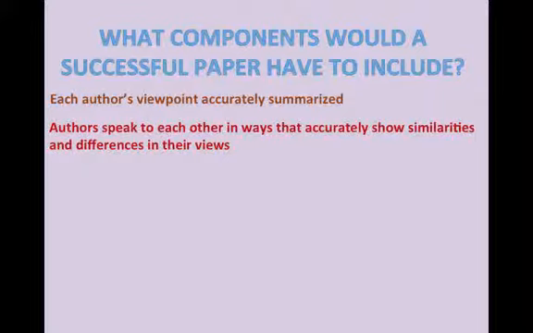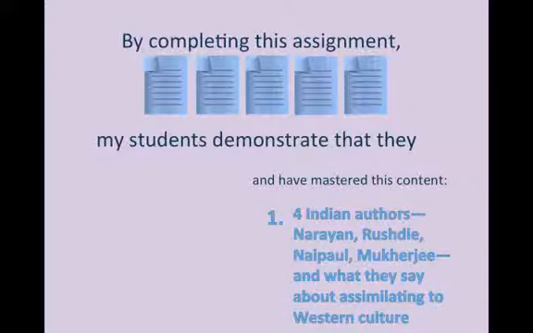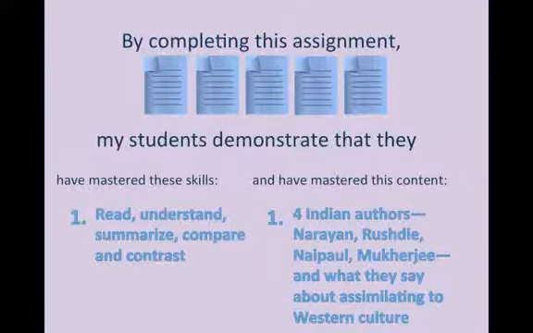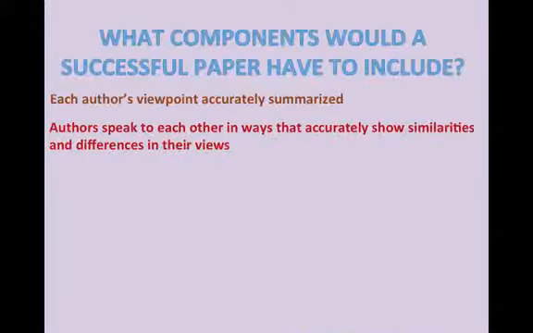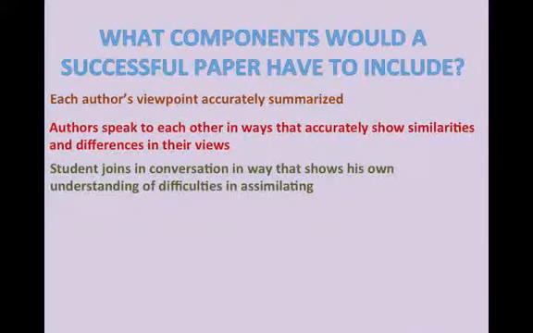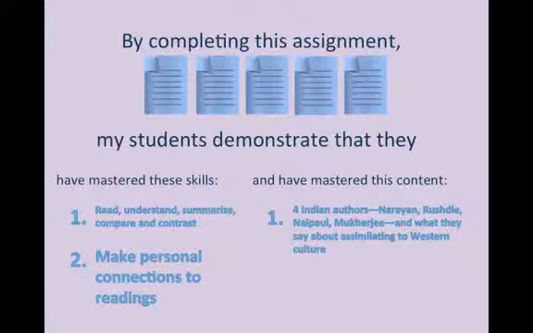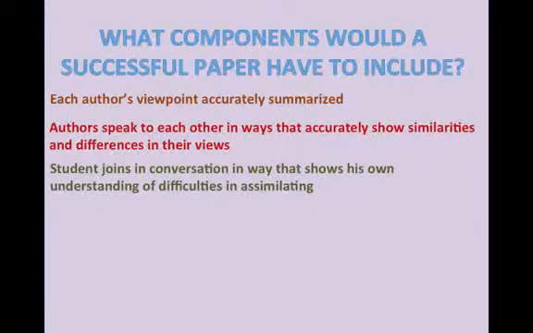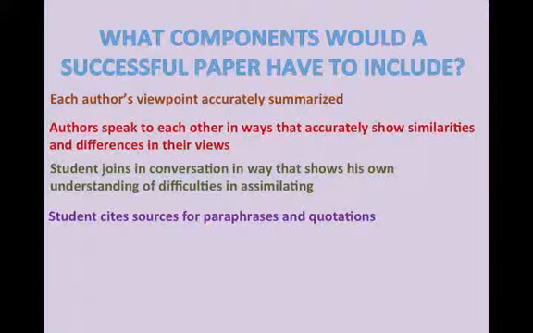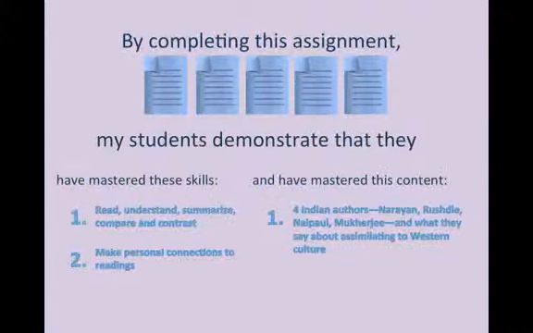If students do these two things in their paper, they've covered the content I listed earlier and the first skill set that I listed. I also want students to join the conversation and include their own experiences and viewpoints. This is another indication of how well they understand the content, and it covers this second skill I listed. Then the last two components are to have the students cite the sources correctly and use the conventions of academic English. This, of course, covers my third skill.